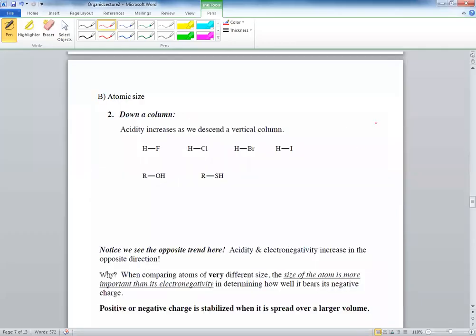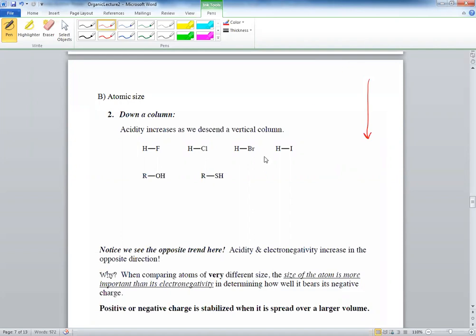So what happens then if you have species or acids within the same groups? We're talking about top to bottom or in a group, not going across like we did before. So here are our examples.